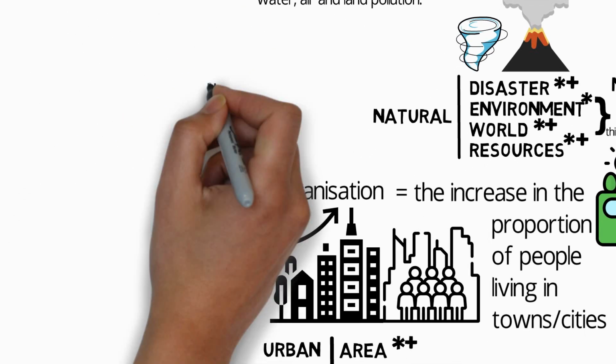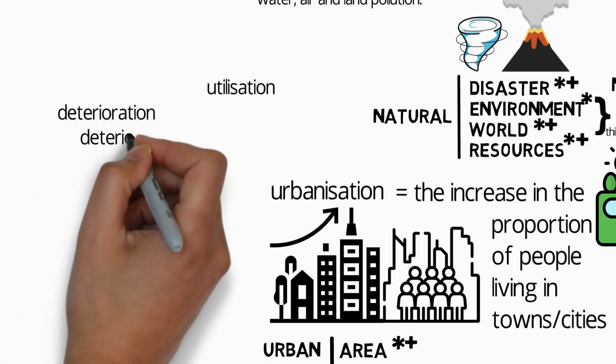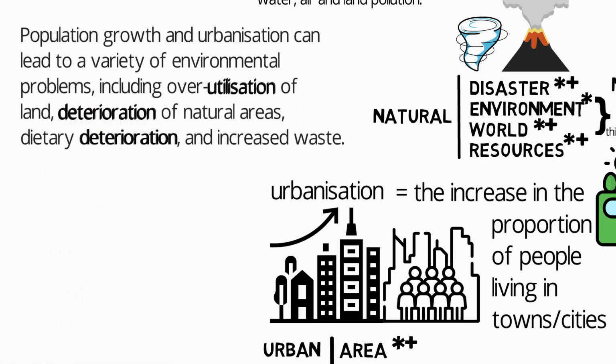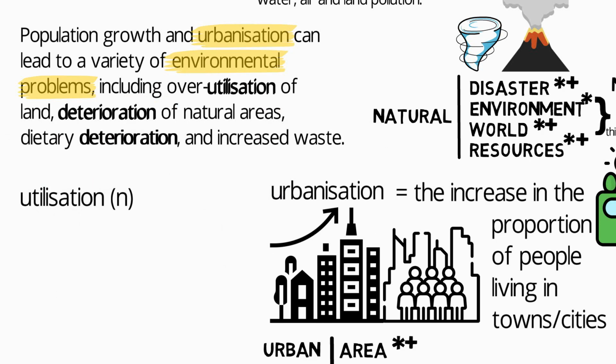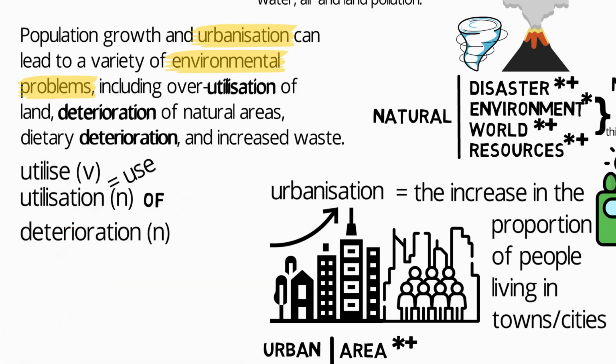The next two words are utilization and deterioration. Population growth and urbanization can lead to a variety of environmental problems, including overutilization of land, deterioration of natural areas, dietary deterioration, and increased waste. So utilization is the noun, utilize is the verb, and these are just fancy words for use. Utilization is generally followed by of, as we can see in the example. Deterioration means becoming worse, and this can be followed both by of or by in.